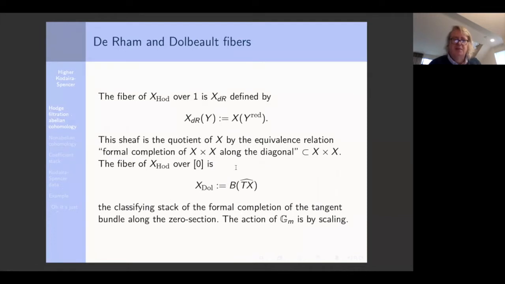So I think you've all seen this before, maybe. So the fiber of X Hodge over 1 is the de Rham stack, defined by X de Rham of Y is X of Y reduced. So this is a sheaf on the site of schemes over K. K is going to be a field of characteristic 0. I think I said that a few slides from now. This is the quotient of just the sheaf X by an equivalence relation, which is the formal completion of X cross X along the diagonal. So that's a formal scheme contained in X cross X.